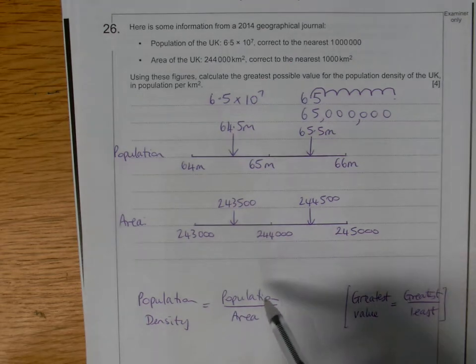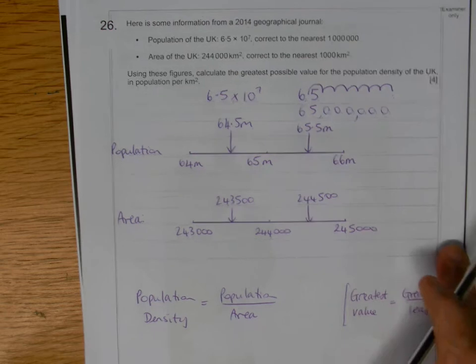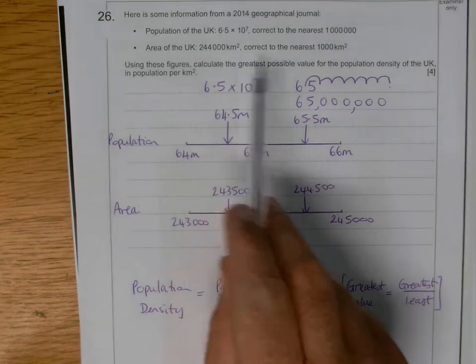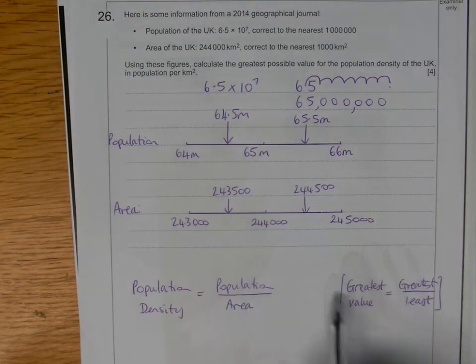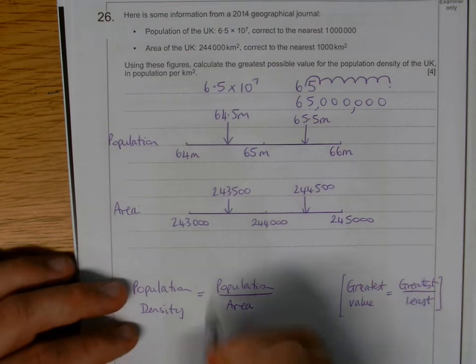The reason why I'm doing all this is because when it comes to working out the population density, you've got to do the population divided by the area. And to get the greatest possible value, you need to remember, when you're dividing, you need to start off with the biggest and divide it by the least. So we want the greatest population.